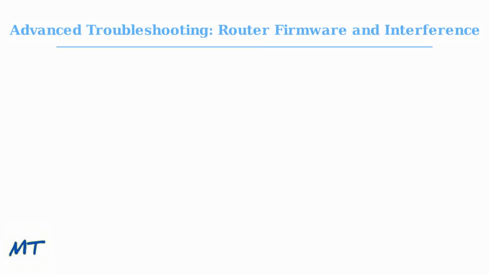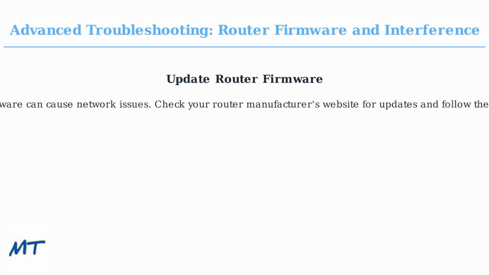Advanced troubleshooting for the NW-2-5 error includes updating your router's firmware and minimizing wireless interference. Ensure your router's firmware is up to date. Outdated firmware can cause network issues, including connection problems that lead to the NW-2-5 error. Visit your router manufacturer's website to download the latest firmware and follow their installation instructions.